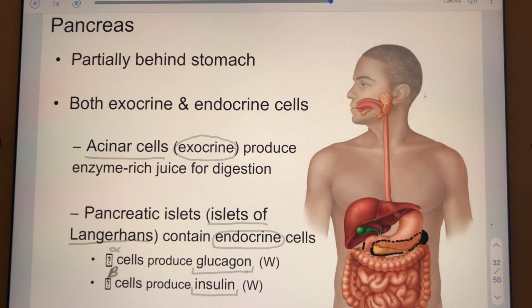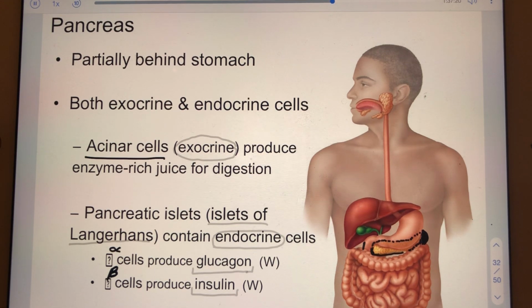But the pancreas features actually 3 different kinds of cells. Acinar cells, alpha cells, beta cells. Acinar cells make pancreatic juice or pancreatic enzymes. In other words, they have a role to play in the digestive system.